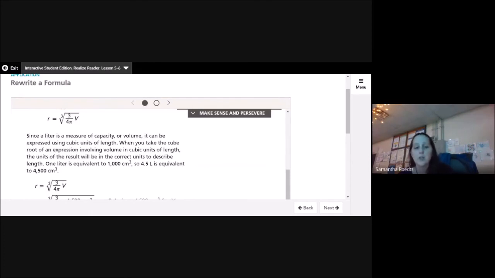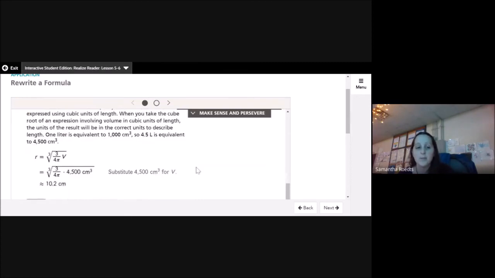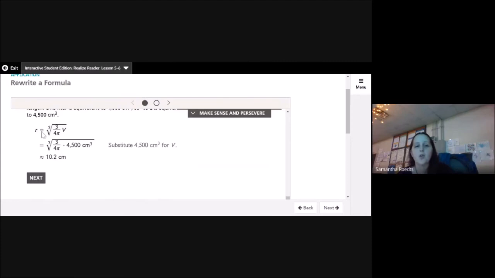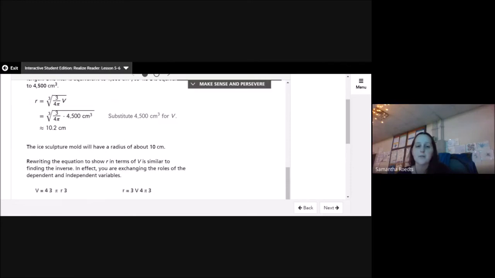1 liter is equivalent to 1,000 centimeters cubed, so 4.5 liters is equivalent to 4,500 centimeters cubed. So r equals the cube root of 3/4 pi times my volume, which is 4,500 centimeters cubed. When I solve this, I get approximately 10.2 centimeters. So the ice sculpture mold will have a radius of about 10 centimeters.